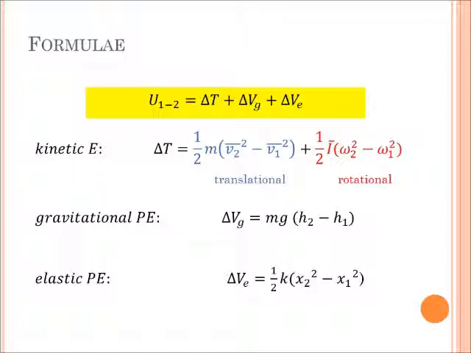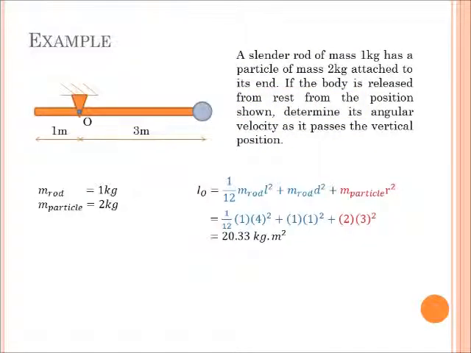Gravitational potential energy is equivalent to the mass times gravity times the change in height. Note that the change in height is with reference to the center of mass of a body. Lastly, elastic potential energy is equal to half the spring constant times the square differences of the length from an unstretched position. Now moving on to an example problem.